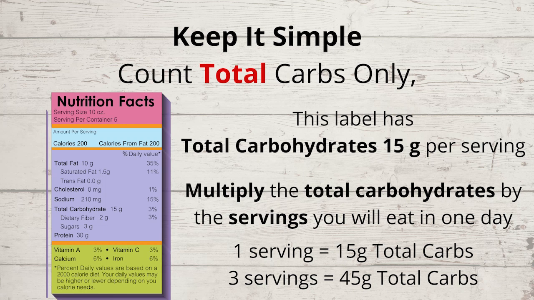So now that you know your serving size, the next thing you're going to do is go down to total carbohydrates. When you're trying to lose weight, it is really important that you only count total carbohydrates. Don't make it complicated. Don't do net carbs. Don't subtract out fiber. Don't do half of the sugar alcohols. Just keep it simple. Total carbohydrates.